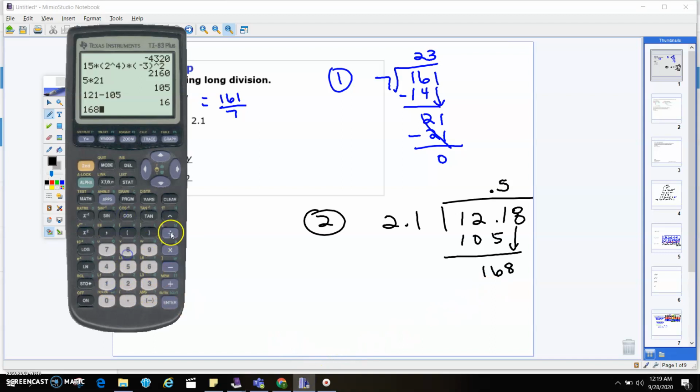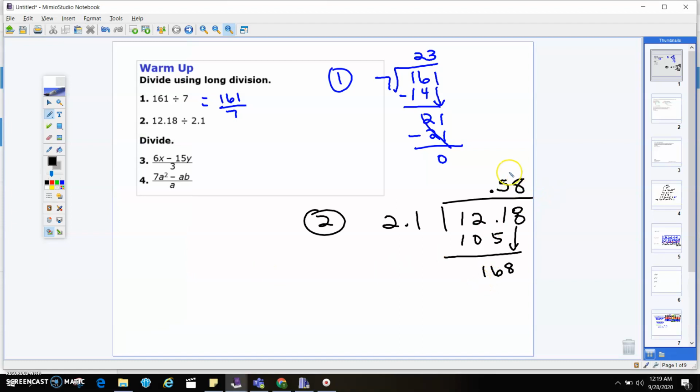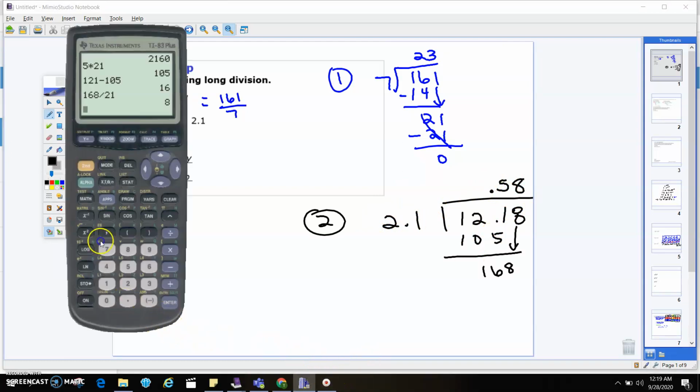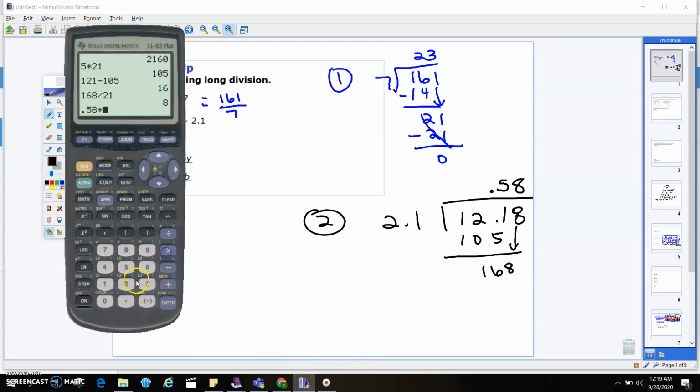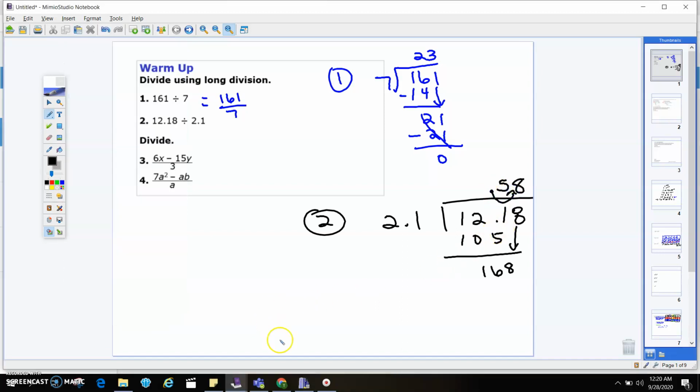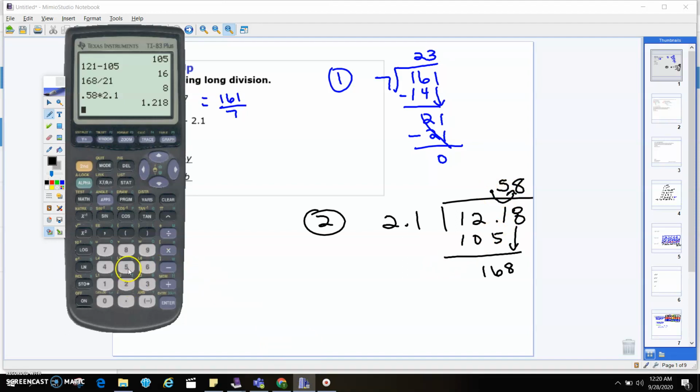So 168 divided by 21, and I think that's roughly 8 times. Again, you can throw this back in your calculator and say 0.58 times 2.1. Does that give me 12.18? So let's check it. 0.58 times 2.1. Ooh, we need to move the decimal place over one more time. So it would really be 5.8. Let's check that. 5.8 times 2.1 gives us 12.18.